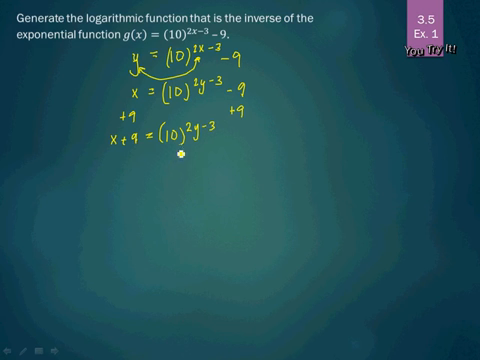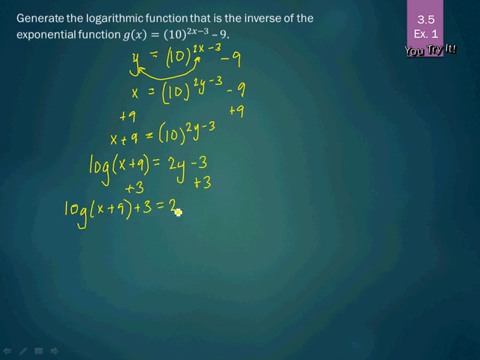And so we can rewrite this exponential as a log by saying log base 10. You don't have to put a 10 if it's just the base 10, and then of the answer x plus 9 equals, and then this is where it'll equal the exponent, 2y minus 3. And so now we can continue solving and add 3 on each side. And then to get y alone, we can divide by 2 on each side.